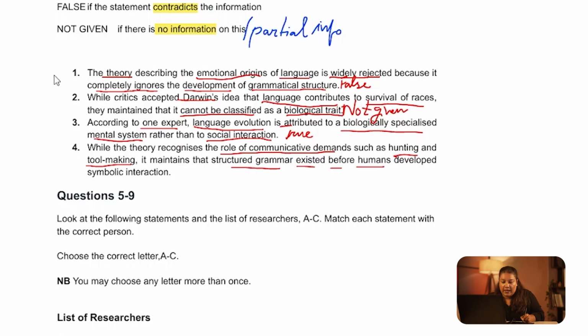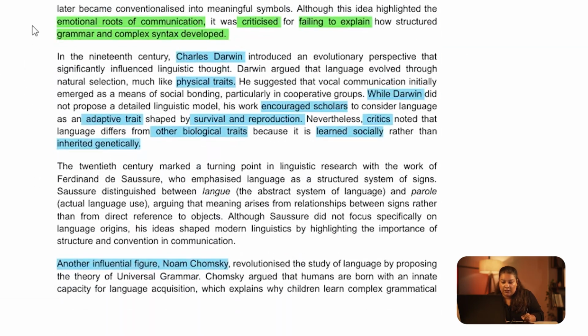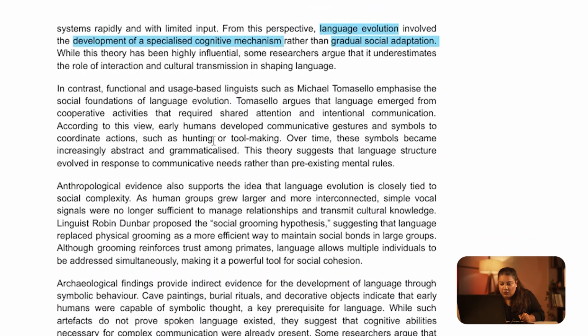Now let's quickly go back and start skimming and scanning for these keywords. We're looking for hunting, tool making. So here we do have it in this part. According to this view, early humans developed communicative gestures and symbols, such as hunting or tool making. And they say that over time, these symbols became increasingly abstract and grammaticalized.